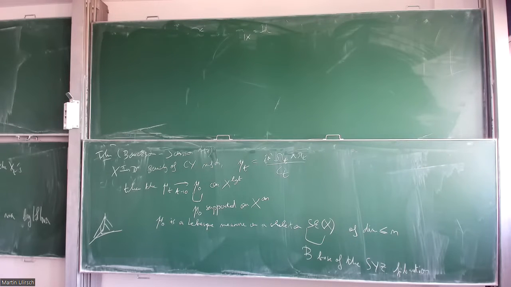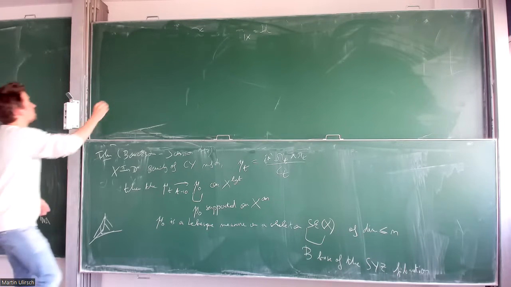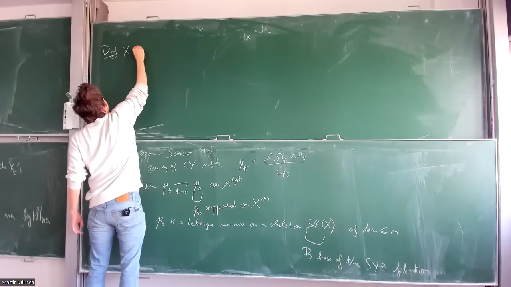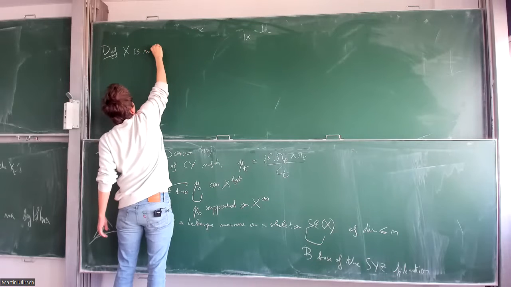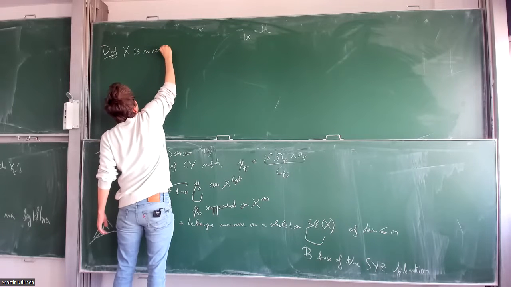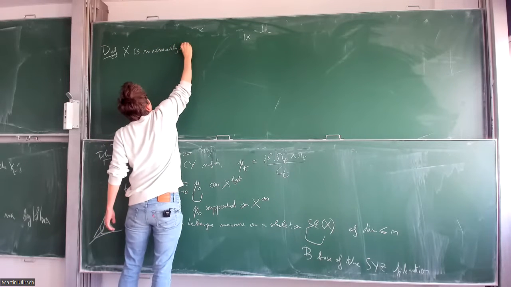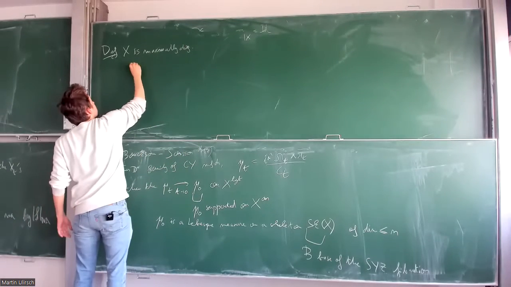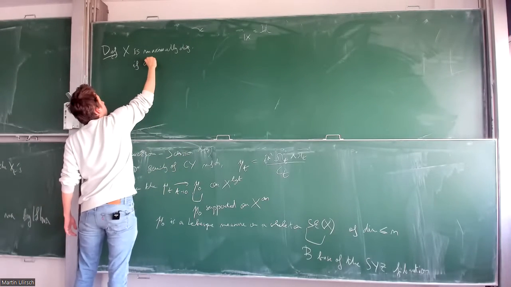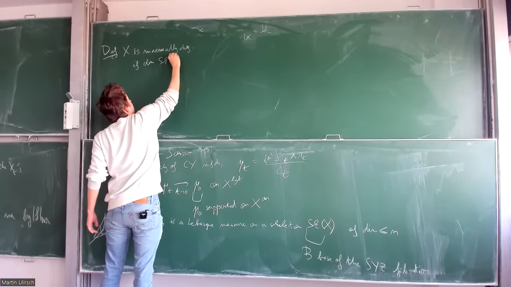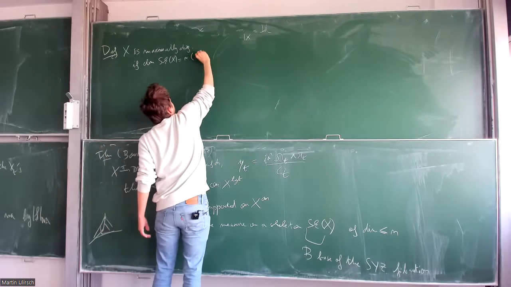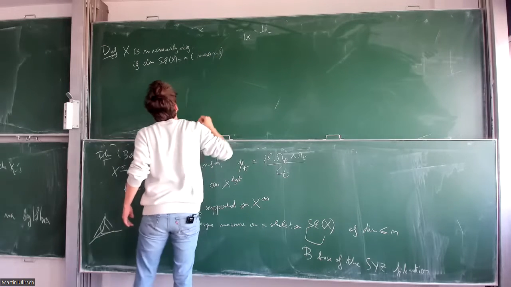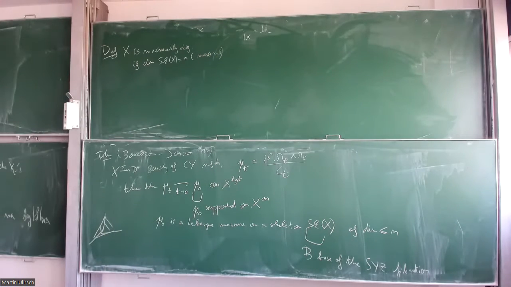And so let me just give finally the definition of what it means to be maximally degenerate. So X is maximally degenerate if this essential skeleton has a maximal dimension. So if the dimension of this essential skeleton is n, which is the biggest possible dimension.